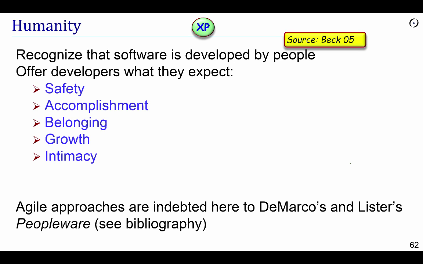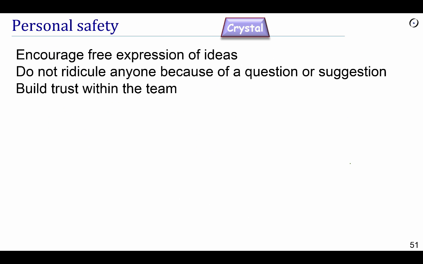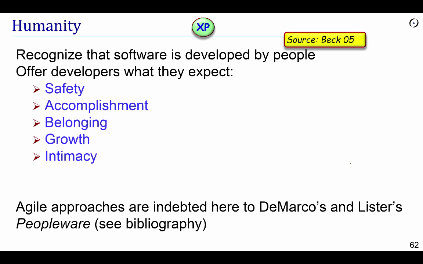It's from Kent Beck's book on Extreme Programming. Recognize that software is developed by people. This also comes very much from the influence of the peopleware work by Lister and DeMarco, which I mentioned in a preceding segment. So offer developers what they expect, safety, as also pointed out by Crystal, accomplishment, belonging, growth, and intimacy. So that's an important aspect of the Agile method, the emphasis on the personal side and the respect due to programmers.